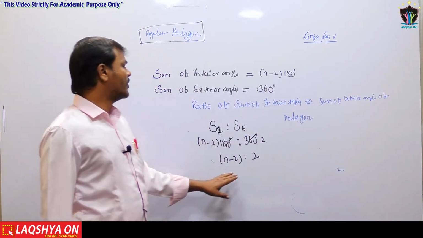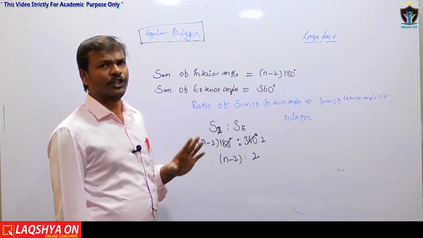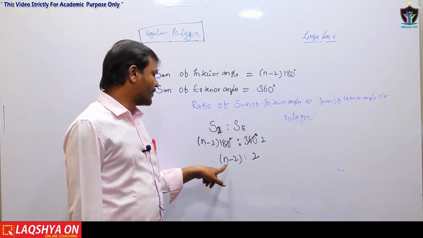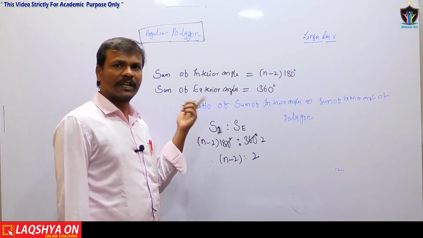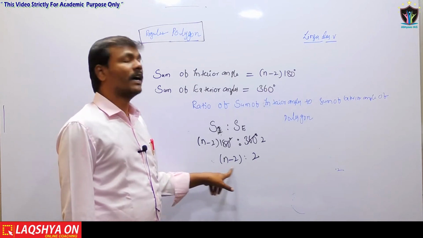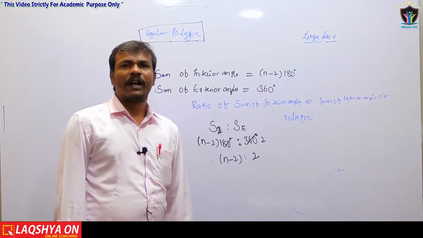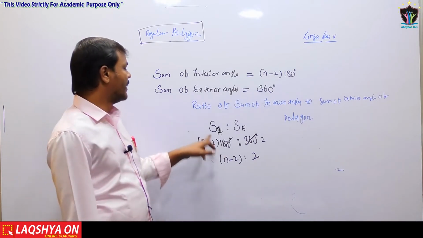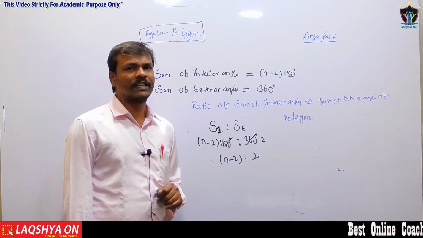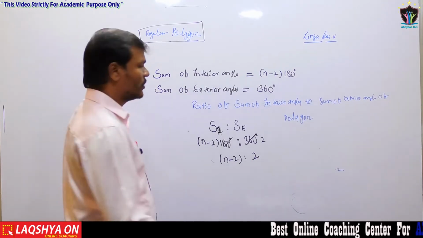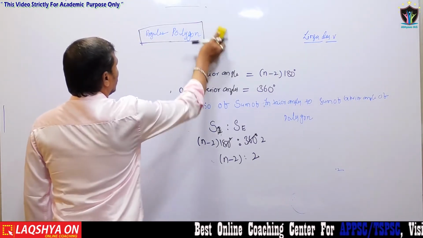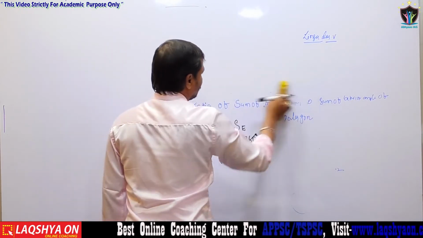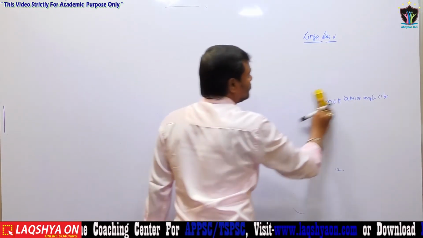So from this ratio, if we are given the ratio, we can identify the number of sides. If the number of sides is given, we can identify the ratio of exterior to interior angles or interior to exterior angles. The sum of interior to exterior angle ratio is always n minus 2 is to 2. Let's see what questions are framed in this concept.